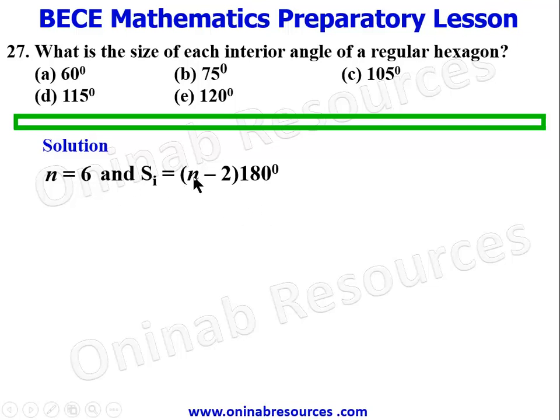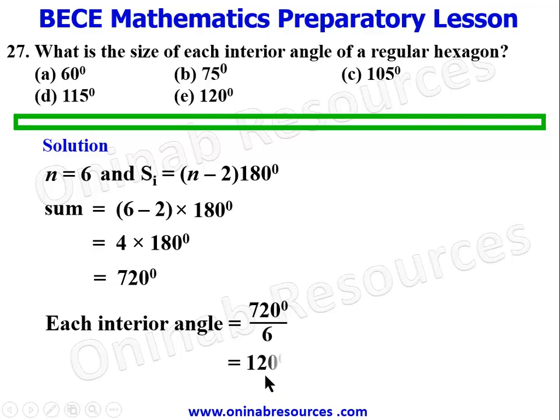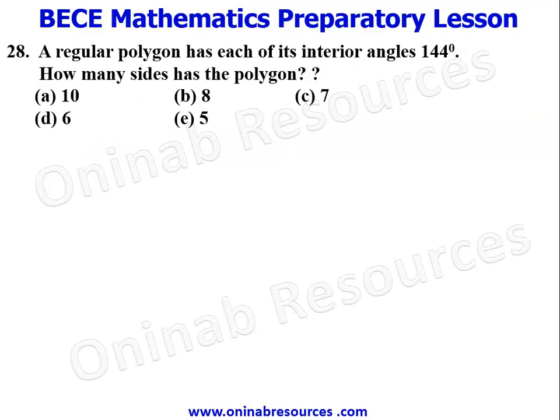So since our n is equal to 6, we have 6 minus 2 multiplied by 180 degrees. That's 4 times 180 degrees, which gives 720 degrees. So each interior angle now will be 720 degrees divided by 6. So that will give us 120 degrees. And that gives option E. And that's the end of solution to problem 27. We go to problem 28.